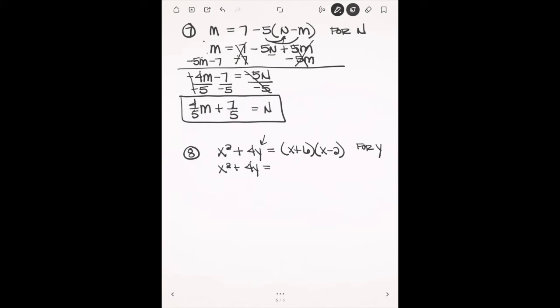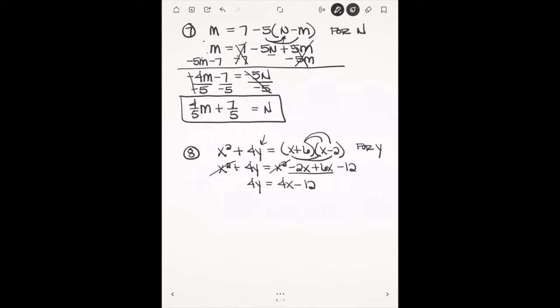Let's get rid of the parentheses using distributive property twice. I say x times x is x squared. X times negative 2 is negative 2x. 6 times x is 6x. And 6 times negative 2 is negative 12. All right, now your x squareds, they cancel out. You have 4y is equal to, like terms right here become 4x minus 12.